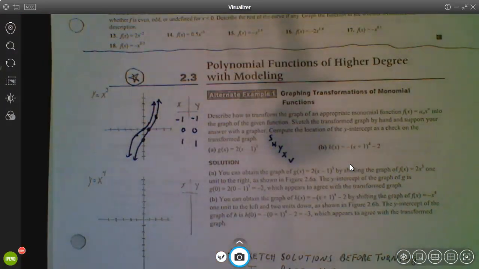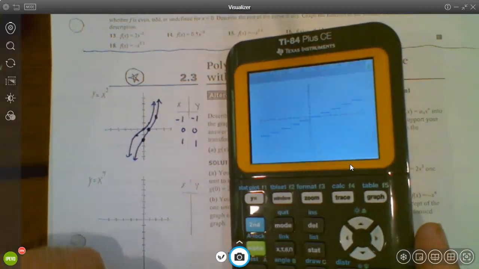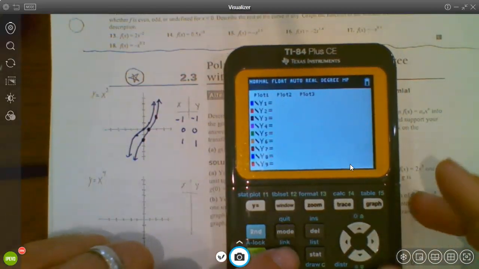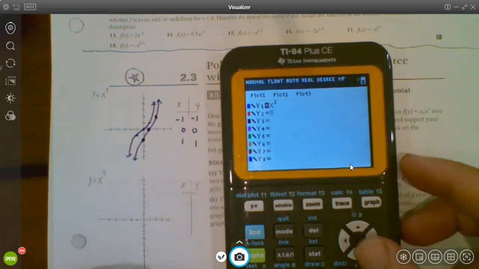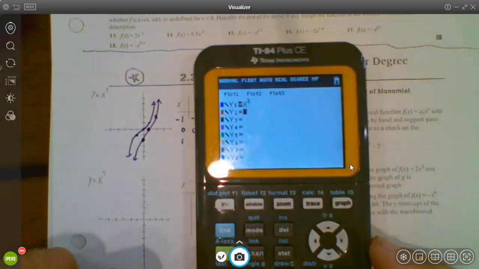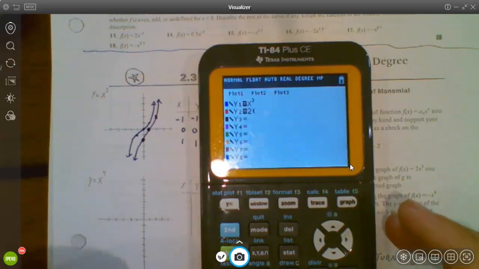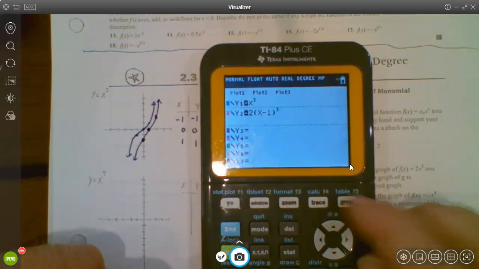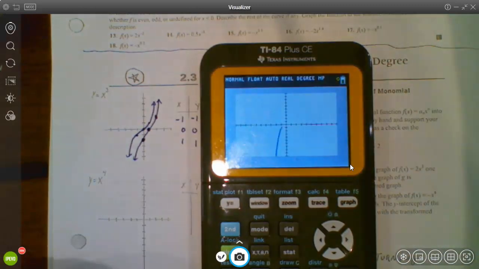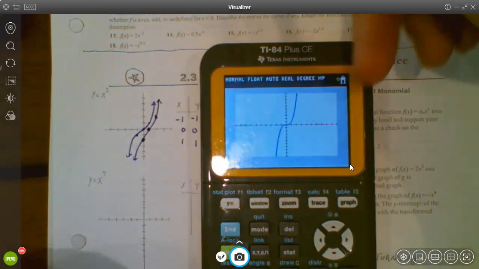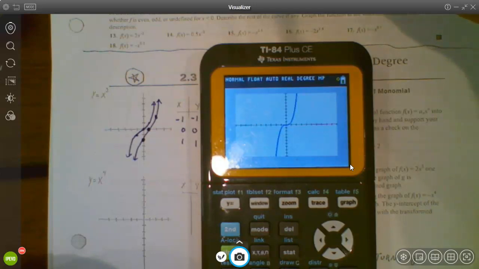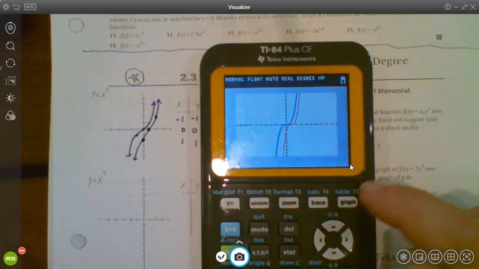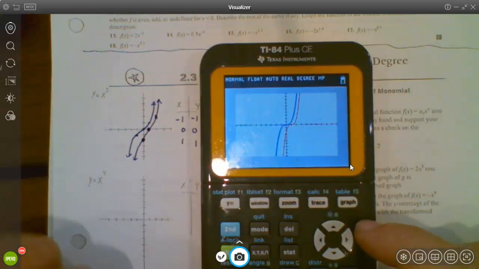So we should be able to do that without a graphing calculator. We're just going to throw it in so we can take a look at it. So we started out with x to the third, so let's throw that in. And then we had our 2 times (x minus 1) to the third. So we're going to graph them both. So here comes the parent function, and here comes the new one. There you go.